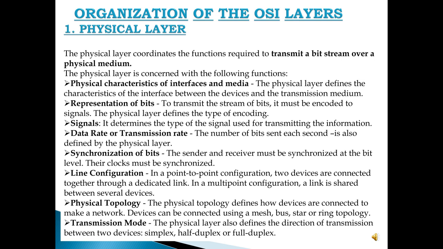Physical topology. The physical topology defines how devices are connected to make a network. Devices can be connected using a mesh, bus, star, or ring topology. Transmission mode. The physical layer also defines the direction of transmission between two devices: simplex, half duplex, or full duplex.